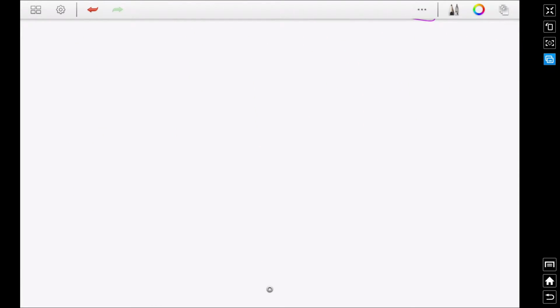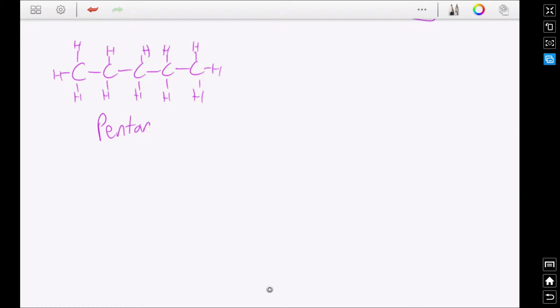Let's go through another example of drawing isomers and naming isomers of the same compound. So let's say I draw a 5 carbon chain. And just for completion's sake, I will draw this as a full structure, complete with hydrogens. At some point, you don't have to do this. You'll just get used to knowing that there are hydrogens attached to the carbon. But for now, I will draw them in. So this 5 carbon chain is a pentane.